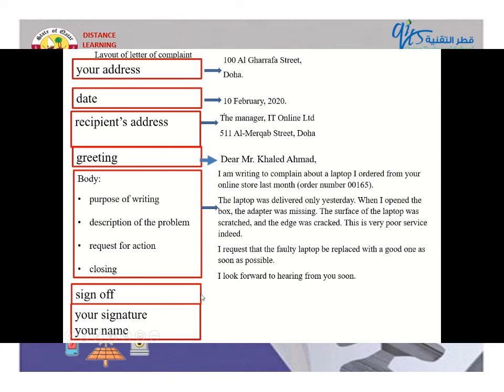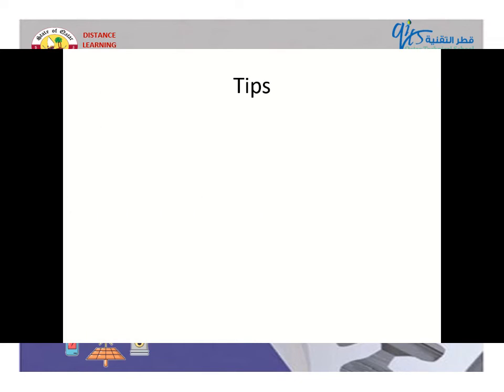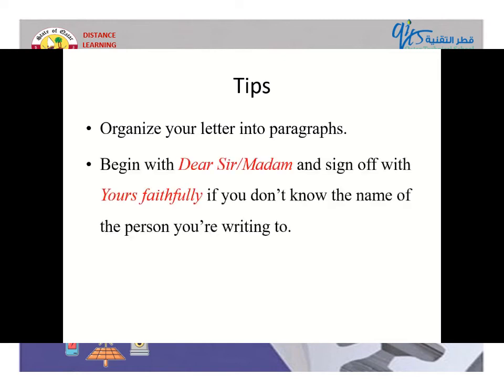And then, let's sign off. Yours sincerely. And number 7, which is the final item, is signature and name. Now, let's round up the lesson with some tips. Always organize your letter into paragraphs. Begin with dear sir or madam and sign off with yours faithfully if you don't know the name of the person you are writing to.